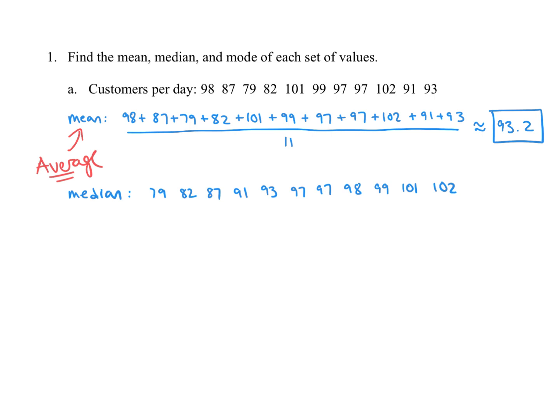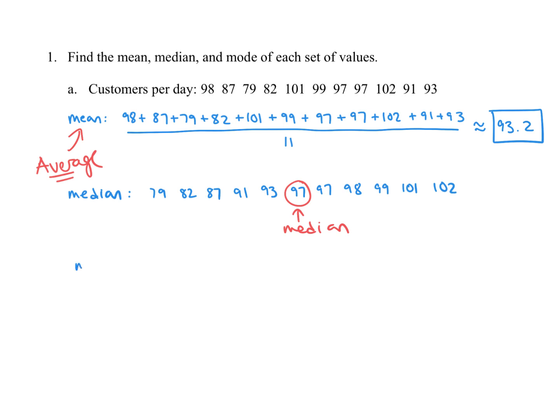1, 2, 3, 4, 5, 6. It's that first 97. And notice there are 5 numbers on the left and 5 numbers on the right of that number. And that number is the median. Remember, if you have an even number of numbers, there will be 2 numbers in the middle, and you'll add those together and divide by 2 to find the median.